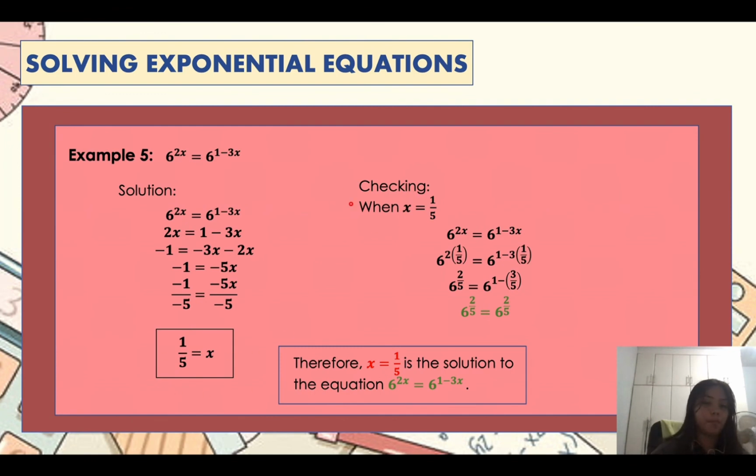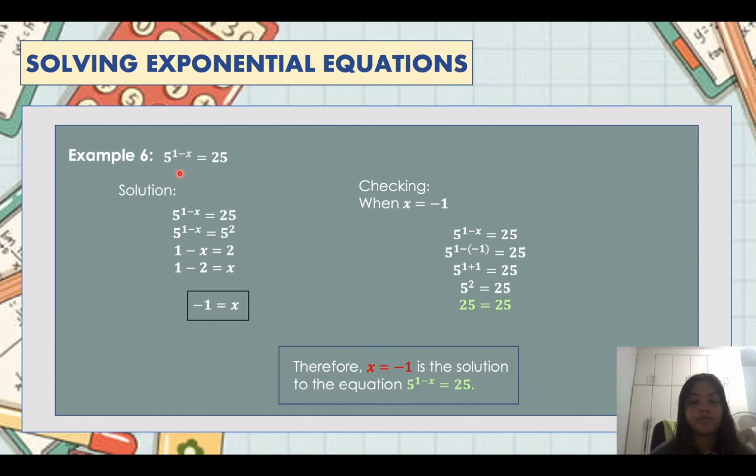Now for the checking. When x is equal to 1 over 5, again, we just replace this and this with 1 over 5. We then get 6 raised to the power of 2 times 1/5 equals 6 raised to the power of 1 minus 3 times 1/5. Upon simplification, we get 6 raised to the power of 2 over 5 equals 6 raised to the power of 1 minus 3 over 5. We then get the same result of 6 raised to the power of 2 over 5. Therefore, x equals 1/5 is the solution to the equation 6 raised to the power of 2x equals 6 raised to the power of 1 minus 3x.